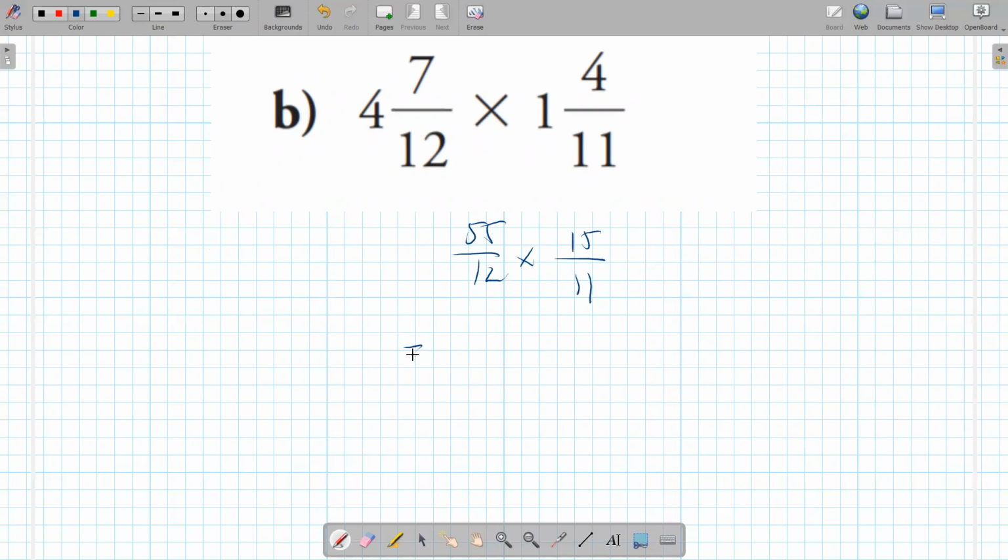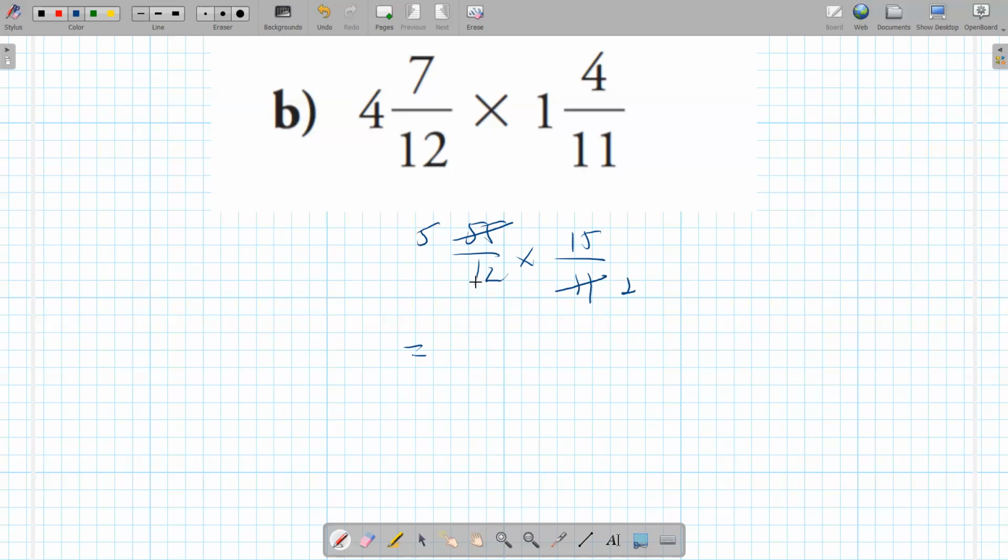Can we reduce anything here? The 55 and the 11. Yes. So what does that give? Like 5. Yeah, so 11 goes into itself once, 55, 5, right? What about 12 and 15? Can we reduce that? Yes. Yes, with what?